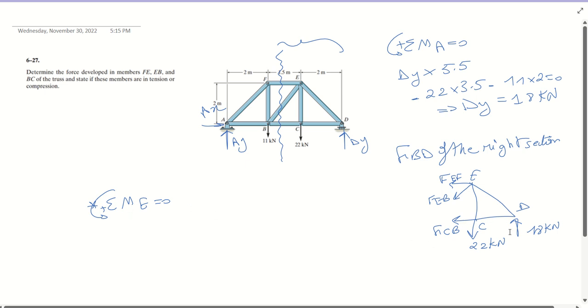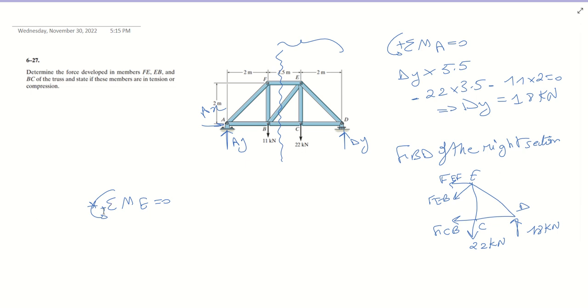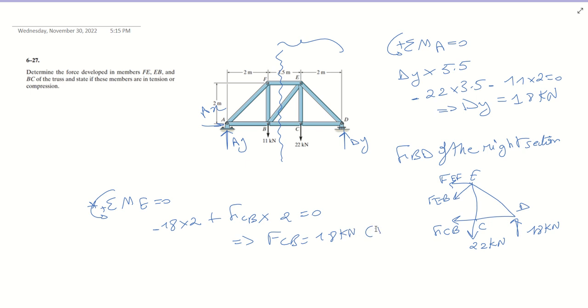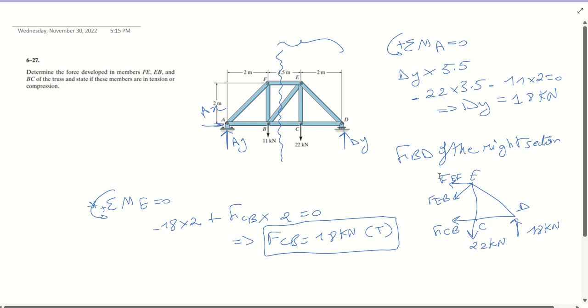So if I take summation of moment about E is equal to 0, I have 18, which is counterclockwise, so I have minus 18 times 2, and I have here plus FCB times 2 is equal to 0. So then I will get here FCB is equal to 18 kilonewton, and it's in tension because the value is positive and it is similar to what I have assumed at the beginning. So it's a tension force.